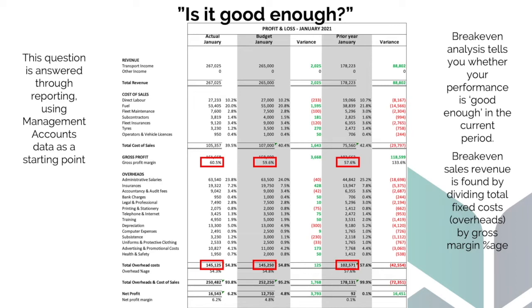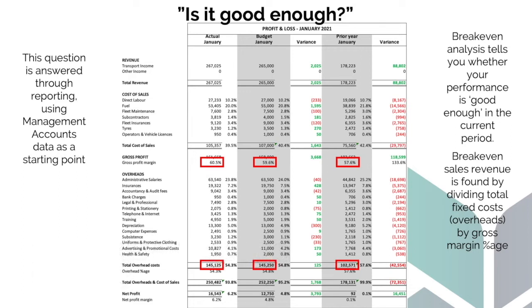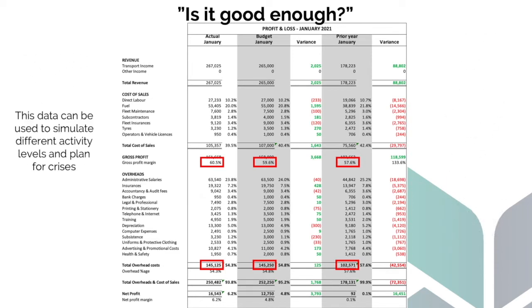So in this case, 145,125 divided by 60.5%, which is your gross margin percentage. If you do that, you should come out at 239,876, which is the sales you need to achieve in order to break even. And that's based on your 60.5% margin. If your margin reduces or increases, then your break-even sales will increase or reduce as well. You can obviously try that out with different scenarios. You can use that to simulate different levels of activity. So if you know your sales are only going to be 220,000, then you need to reduce your overheads. You need to reduce your fixed costs.